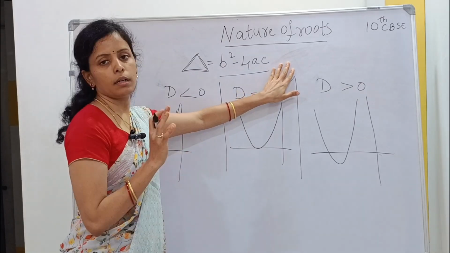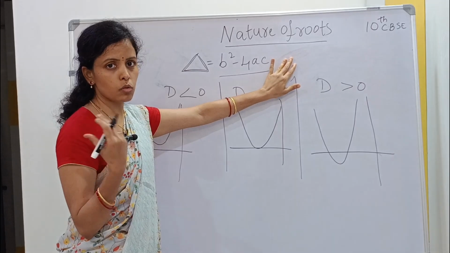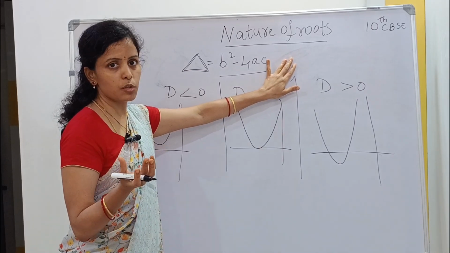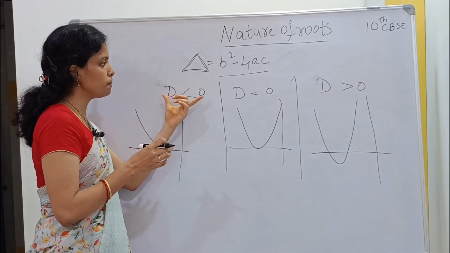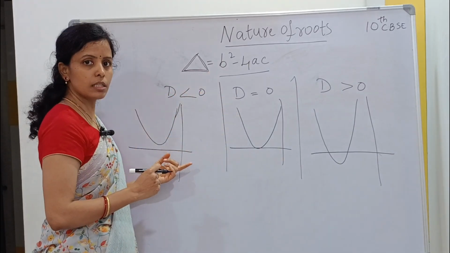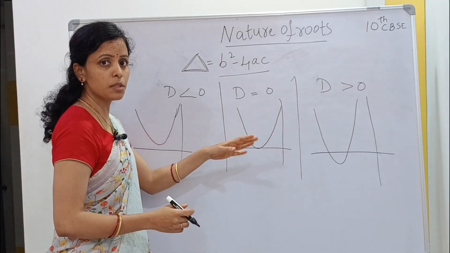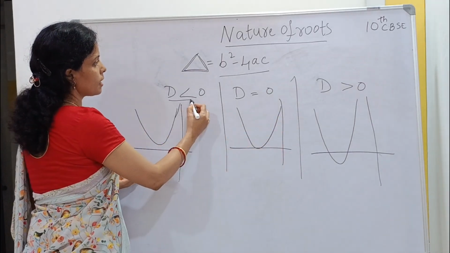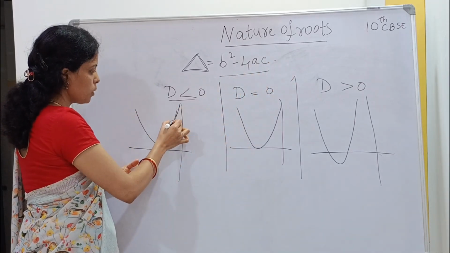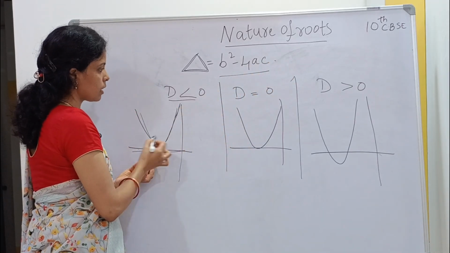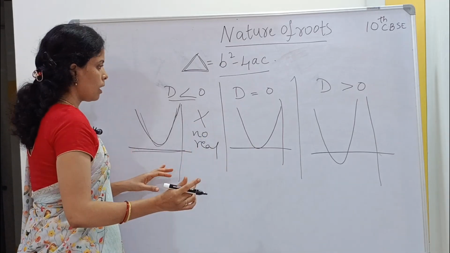Nature of roots is nothing but whether the roots are imaginary, real, or distinct. To remember the conditions of this discriminant D, this graphical method is easy. I have drawn very rough diagrams. Like here, first D is less than 0. That means b square minus 4ac is less than 0. So our parabola is not meeting the x-axis at all. So no real roots here.